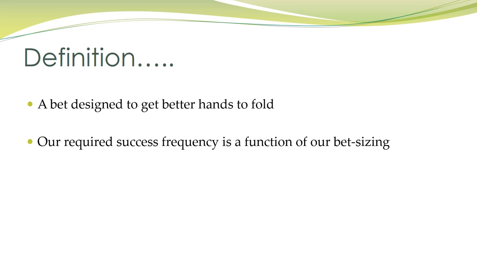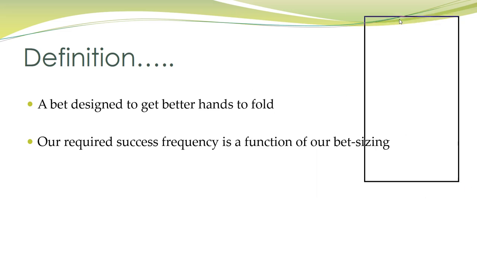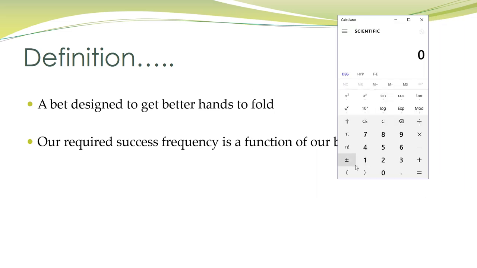The frequency with which we require our bluffs to work in order to generate profit is based on how much we're investing relative to the size of the current pot. And in fact, the relationship is exactly that. It's what percentage of the current pot are we investing. So let's have a look at a quick example. Imagine there's $100 in the middle, and we decide to bluff at that $100 for half pot.